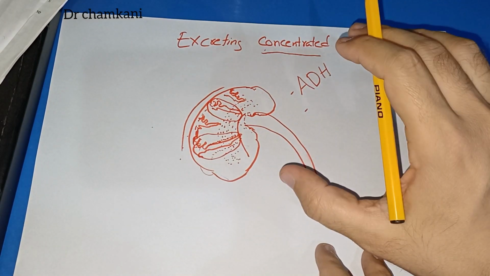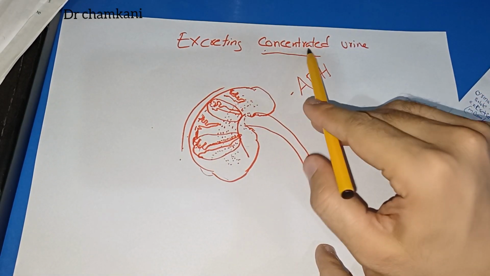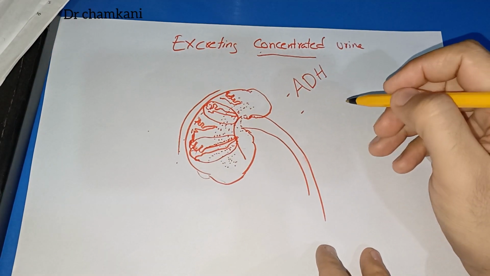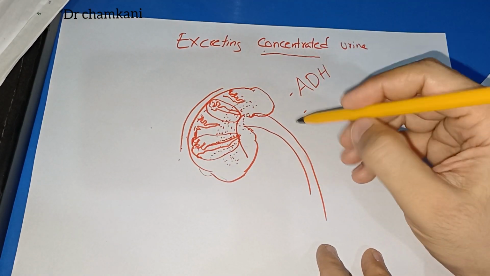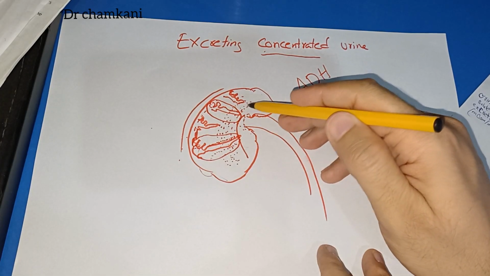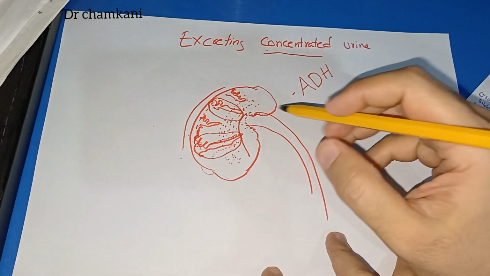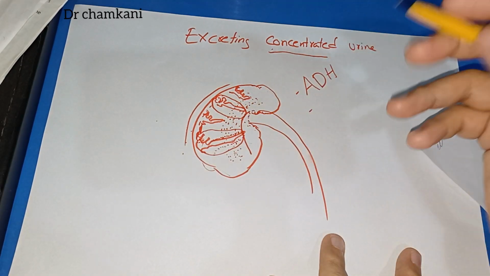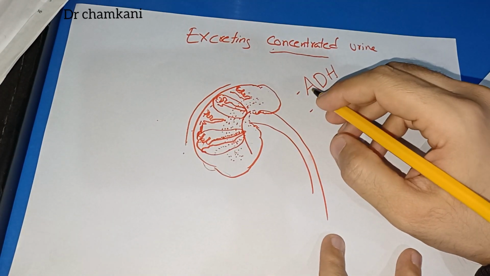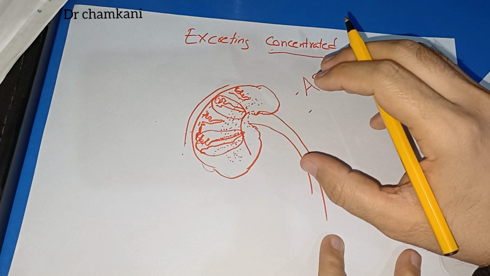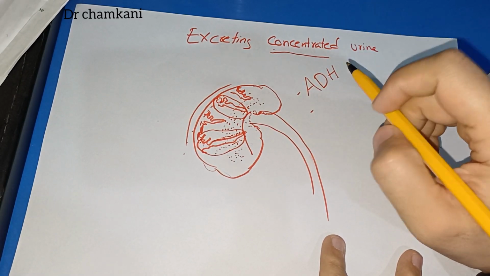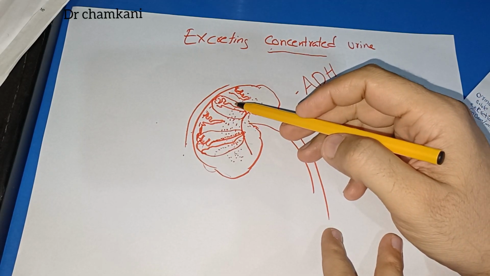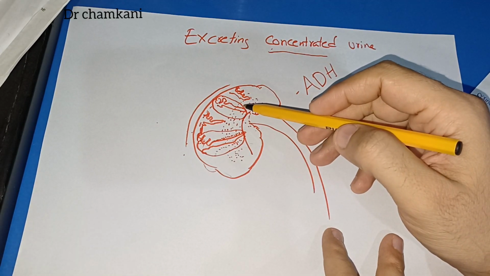For concentrating the urine or excreting the concentrated urine, there is a mechanism known as countercurrent multiplier, through which the medullary portion, the medullary interstitium of the kidney, is high in osmolarity. The osmolarity in the medulla of the kidneys is high. We are not going into detail of the countercurrent multiplier mechanism, but there are a few important things, and one of them is the juxtamedullary nephrons and the vasa recta.